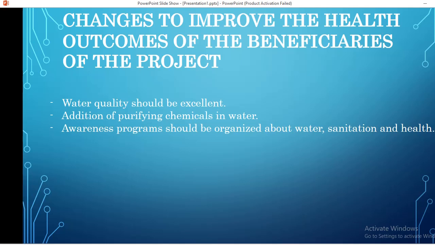Now, the changes to improve the health outcomes of the beneficiaries of the project. Water quality should be excellent in order to improve the health outcome of the beneficiaries of the project, because if the water quality is bad, they might suffer from waterborne diseases. Also, there should be addition of purifying chemicals in the water time and again in order to be sure that the water is pure. Awareness programs should be organized about water, sanitation and health among the people, so that people will be aware about poor sanitation and low quality water supply and the waterborne diseases.